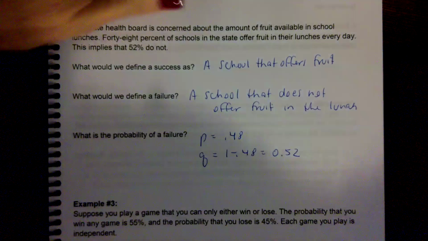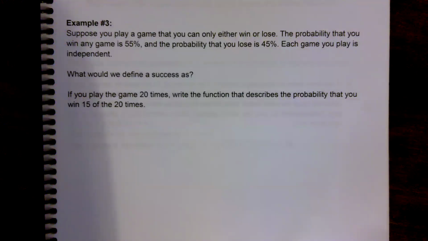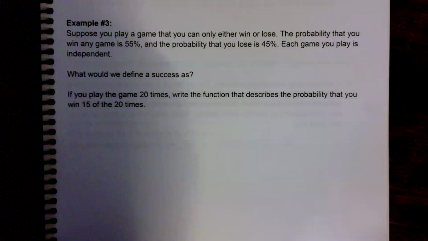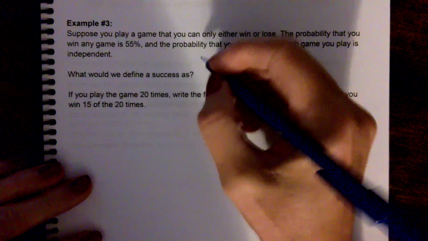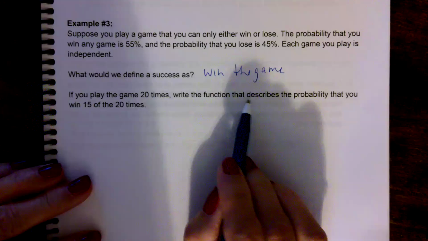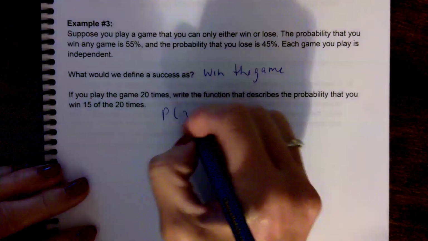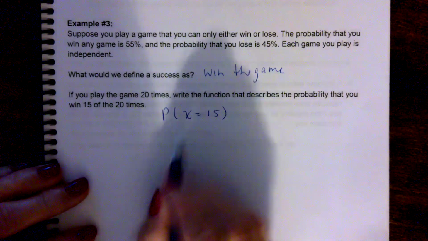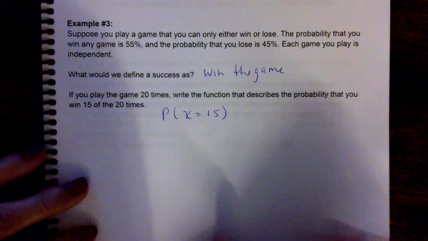I want you to read through number 3 and try to answer that one on your own. Okay, what would we define as a success? To win the game. If you play the game 20 times, write the function that describes the probability that you win 15 of the 20 times. So the probability that X equals 15, exactly 15 of the 20 times. That's what it would look like.